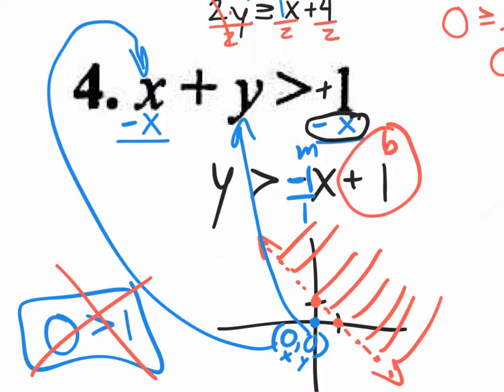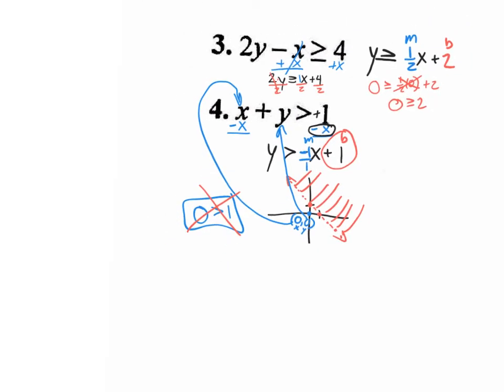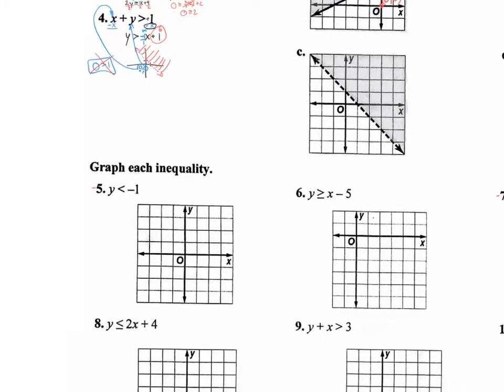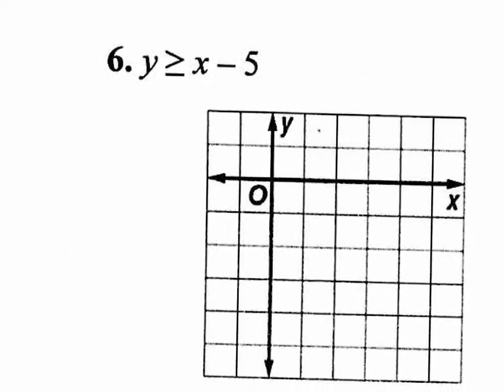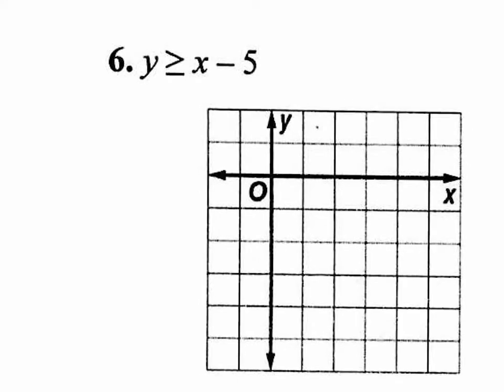Okay, let's move on to another question. Let's do 6, because it's ready to graph. What's our m value? M value is 1 over 1. What's our b value? -5. So obviously it crosses the y-axis where? -5. So 1, 2, 3, 4, 5. Way down here it crosses.